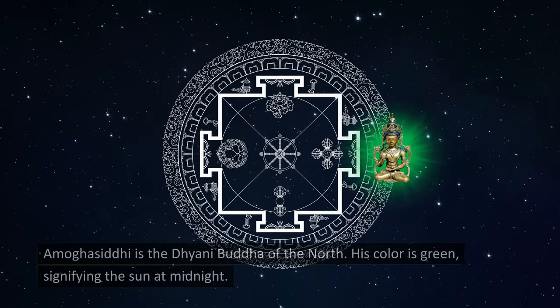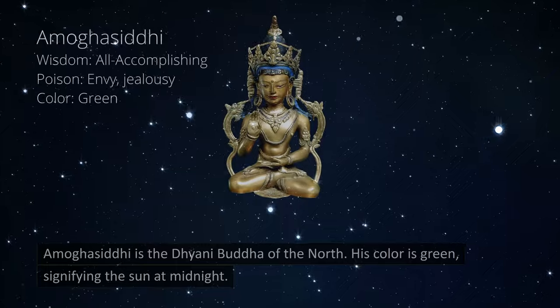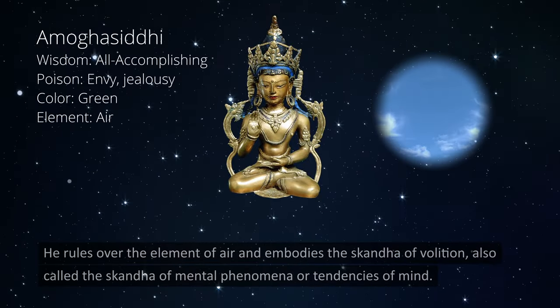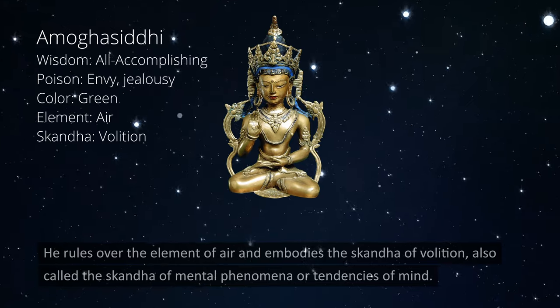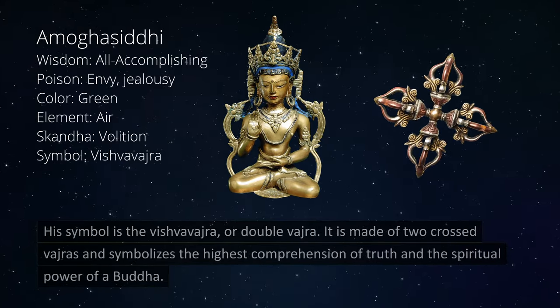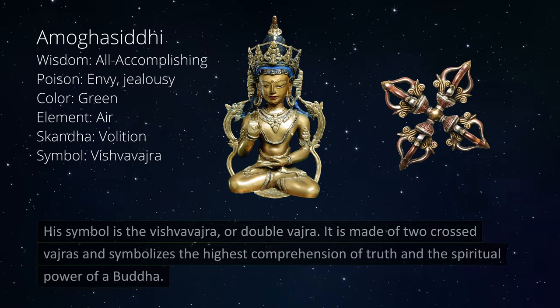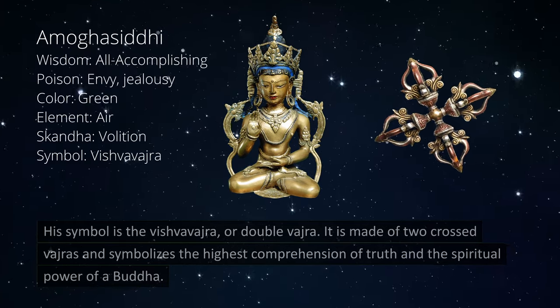Amoghasiddhi is the Dhyani Buddha of the north. His color is green, signifying the sun at midnight. He rules over the element of air and embodies the khanda of volition, also called the khanda of mental phenomena or tendencies of mind. His symbol is the Vishvavajra or double vajra. It is made of two crossed vajras and symbolizes the highest comprehension of truth and the spiritual power of a Buddha.